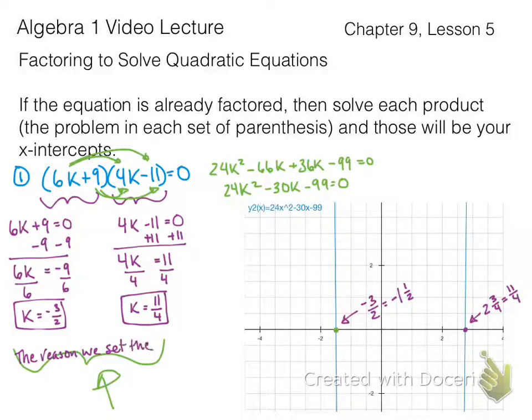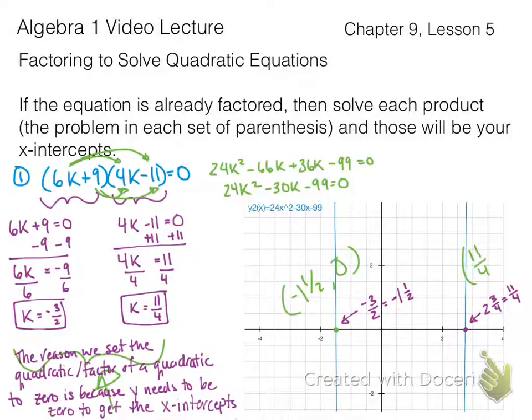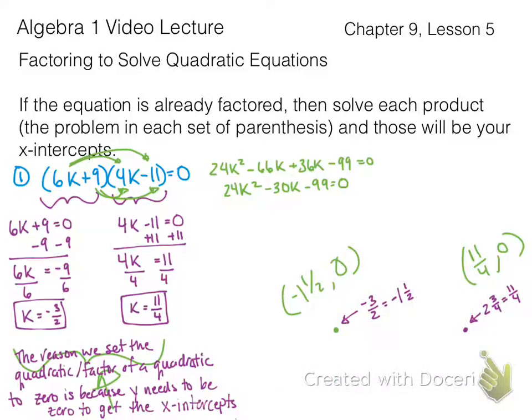So again, the reason we set the quadratic equal to 0 is because y needs to be 0 to get the x-intercepts. Okay, makes sense? Because again, this is the point (-1/2, 0), and this is the point (11/4, 0), or (2 3/4, 0). Okay? All right, let's move on.